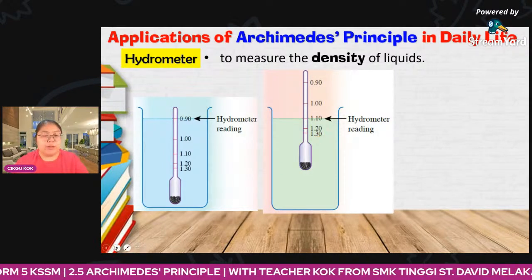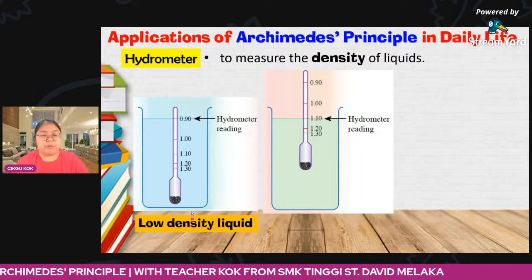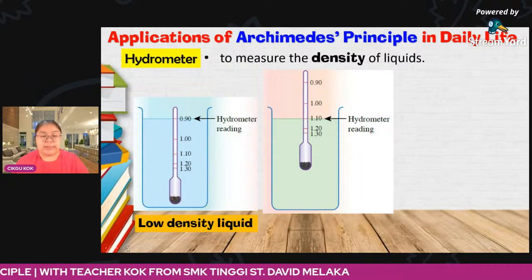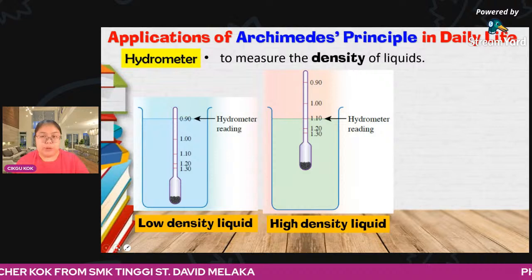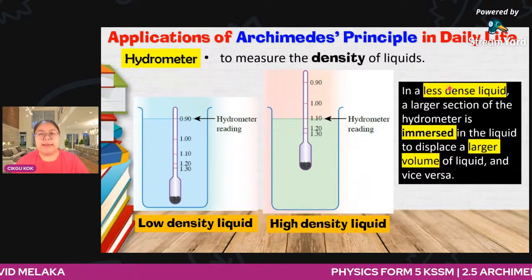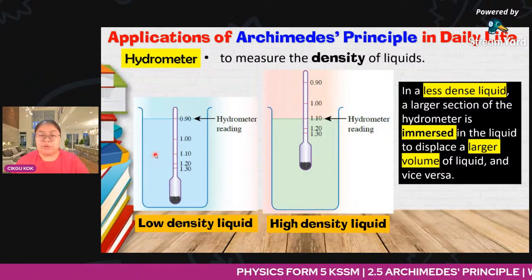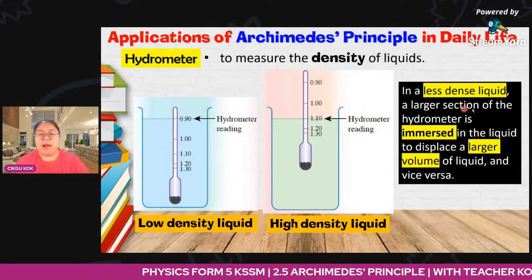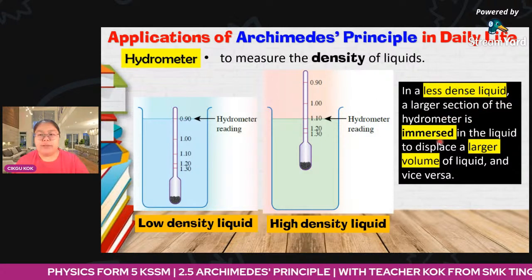Okay, so from here they have labeled it for you. This one is a low density liquid, and this one is a high density liquid. Now we see the explanation. In a less dense liquid, for example this one, a larger section of the hydrometer is immersed.